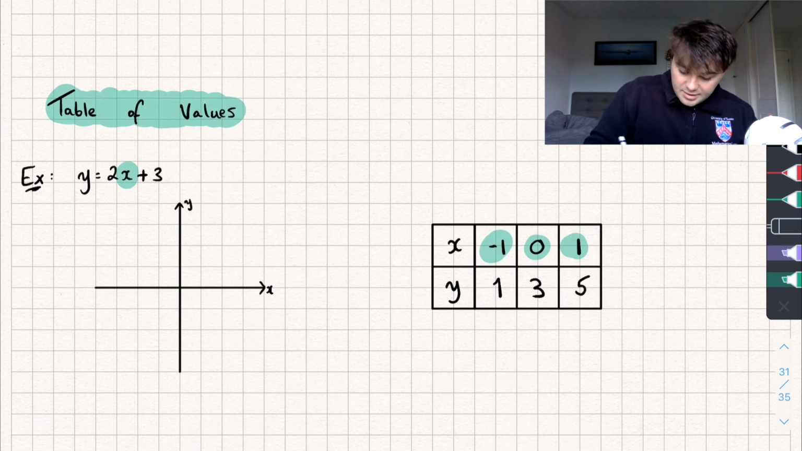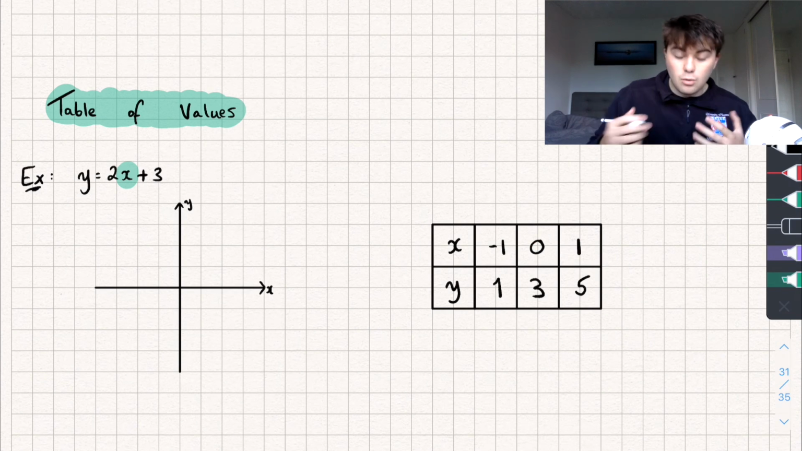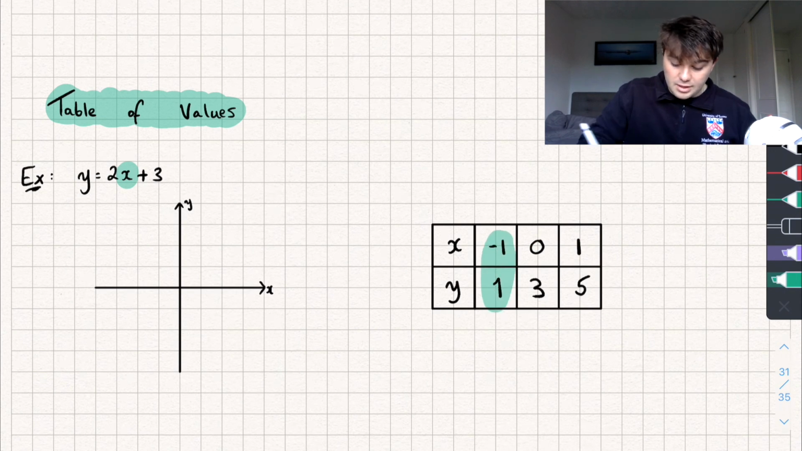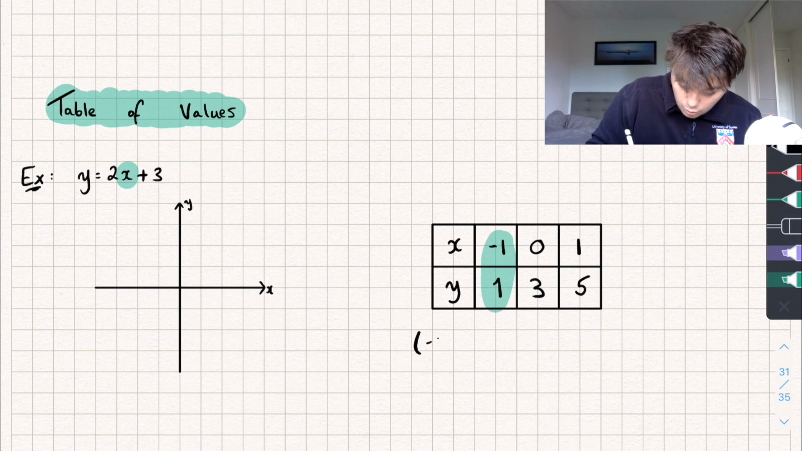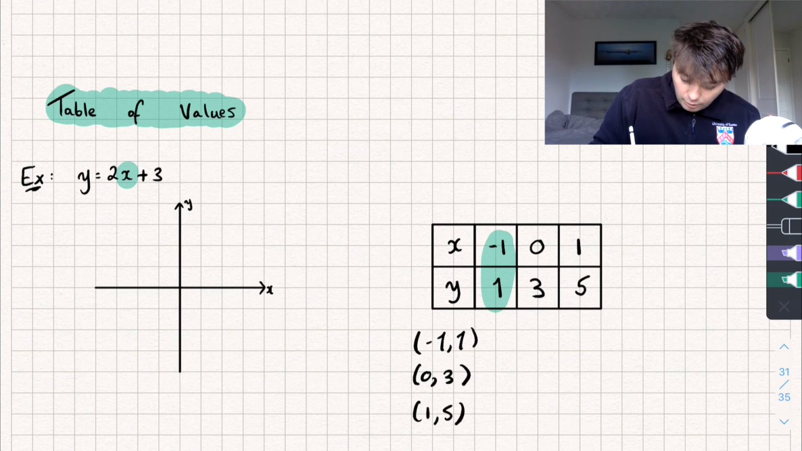So now we've completed the table, okay, each pair of points is going to represent coordinates, okay, so we're going to have this one here, so when x is -1, y equals +1, so this is the coordinate -1, 1. The next one, 0, 3, is the coordinate 0, 3, and finally we get the coordinate 1, 5.